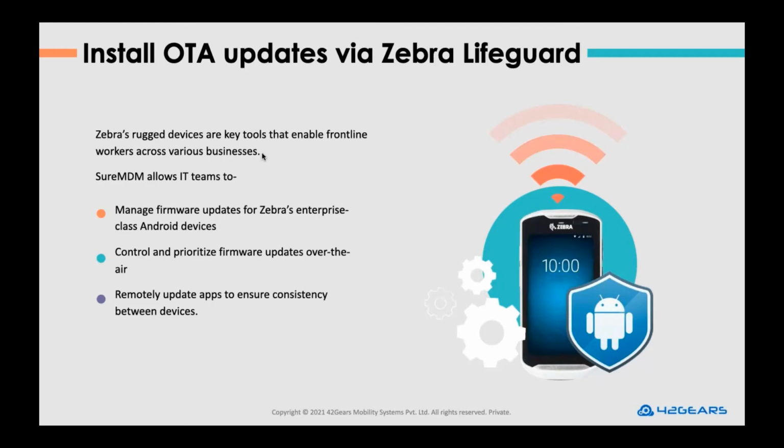When Zebra devices are enrolled in SureMDM using Android Enterprise as device owner, they get tagged and start reflecting under tags named after their device model. From there on, admins can view devices and start managing firmware updates from SureMDM's central console. Let me show you each of these steps in detail.